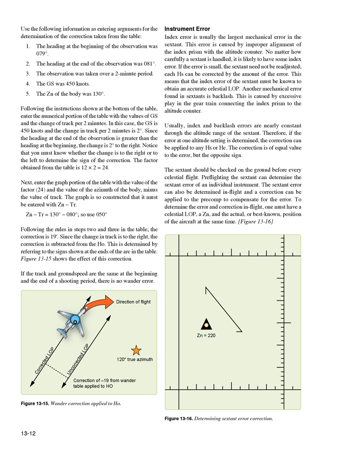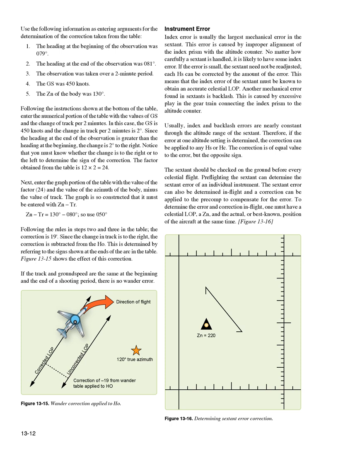Next, enter the graph portion of the table with the value of the factor, 24, and the value of the azimuth of the body minus the value of track. The graph is so constructed that it must be entered with ZN-TR. ZN-TR equals 130 degrees minus 080 degrees, so use 050 degrees, following the rules in steps 2 and 3 in the table. The correction is 19.